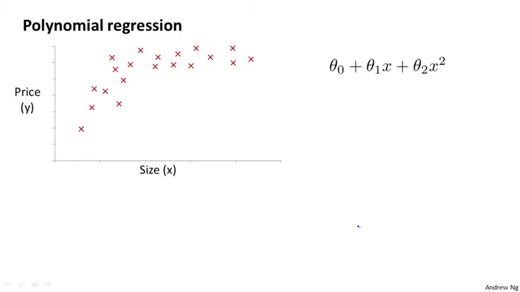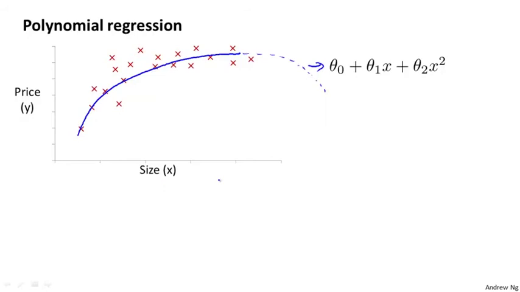One thing you could do is fit a quadratic model like this. It doesn't look like a straight line fits this data very well. So maybe you want to fit a quadratic model like this, where you think the price is a quadratic function, and maybe that will give you a fit to the data that looks like that. But then you might decide that a quadratic model doesn't make sense because eventually this function comes back down, and we don't think housing prices should go down when the size goes up too high.